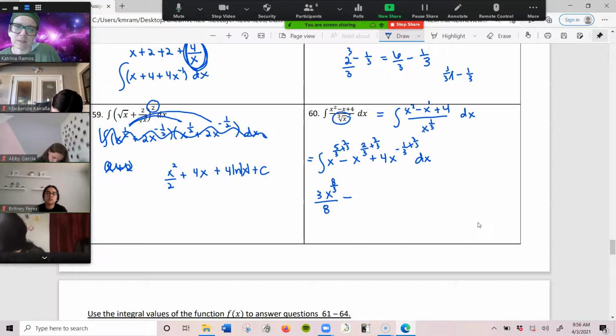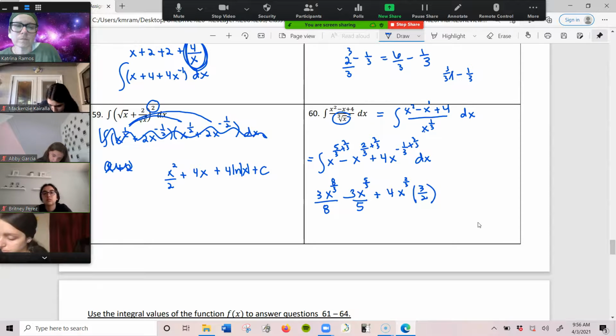Plus, minus x to the 2 over 3. This is 2 over 3 plus 3 over 3, which is 5 over 3. Then multiply by the reciprocal, so 3 over 5, plus 4x to the negative 1/3. Negative 1/3 plus 3 over 3 is 2 over 3, and then I'm going to multiply that by the reciprocal, which is 3 over 2.